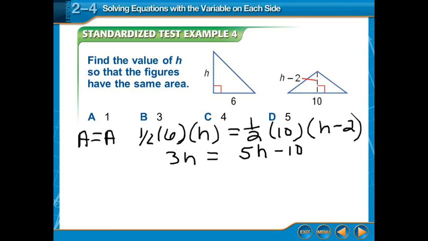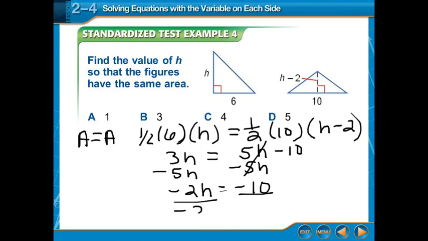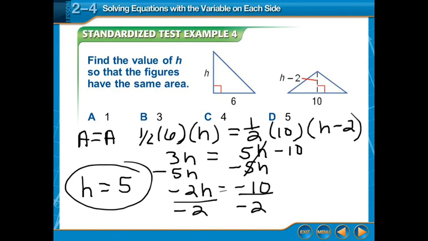So now what I want to do is subtract 5h from both sides. I want to make sure my variable's positive, and since I have that negative 10, I'm trying to force it into getting a negative divided by a negative as a positive. So I get negative 2h equals negative 10. Divide both sides by negative 2, and I get h is equal to 5. And so I chose to solve it for the variable.